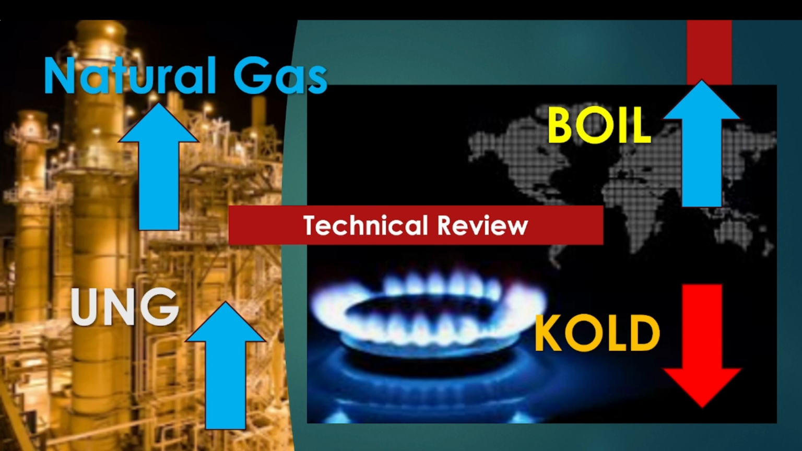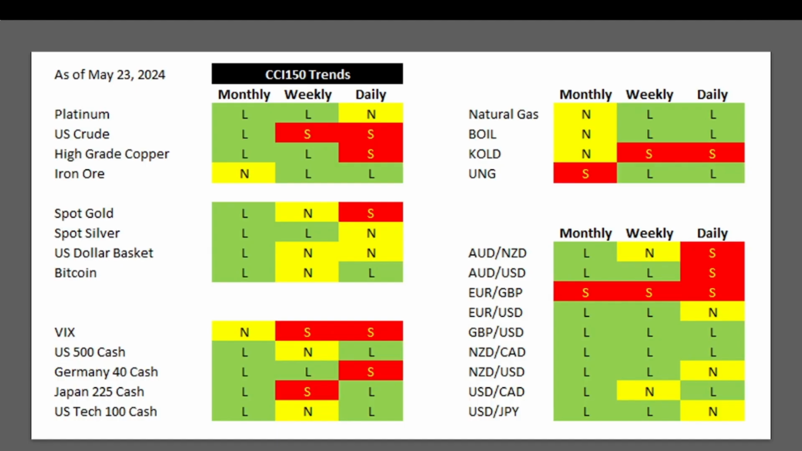This is the natural gas, oil, UNG and KOLD ETF update. As you can see there, nat gas, oil and UNG have all risen consistently since our last video, and KOLD has dropped. This is the heat map showing the various trends using the CCI 150, and on the top right there's our indicators for the natural gas and ETFs.